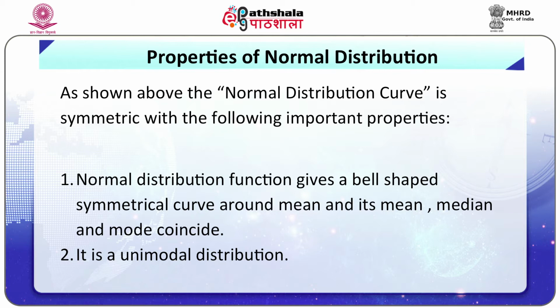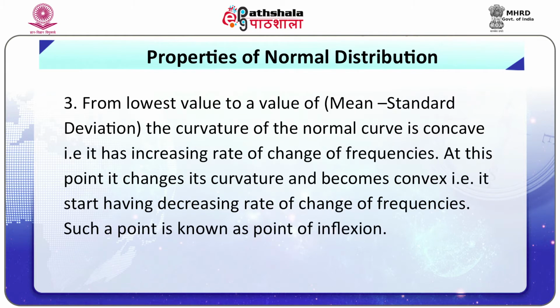It is a unimodal distribution, that means there is only one mode. For the lowest value, at mean minus standard deviation, the curvature of the normal curve is concave, that is, it has increasing rate of change of frequencies. At this point it changes its curvature and becomes convex, that is, it starts having decreasing rate of change of frequencies. Such a point is known as point of inflection.